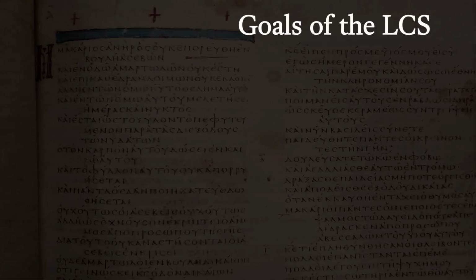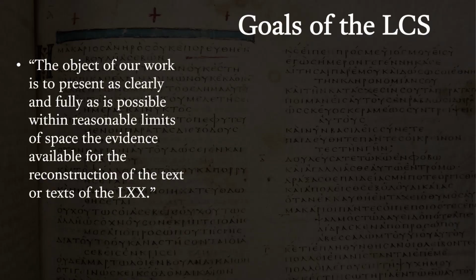Let's talk about the goals of the larger Cambridge Septuagint. They say in the preface to the Genesis volume: the object of our work, and this is actually quite important, is to present as clearly and fully as possible, within reasonable limits of space, the evidence available for the reconstruction of the text or texts, plural, notice that, of the LXX or Septuagint. What that means is it's going to be a big apparatus that separates it from Swete or Rahlfs-Hanhart. So it is a large critical edition, multi-volume, that kind of thing.